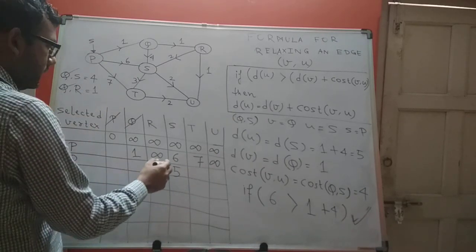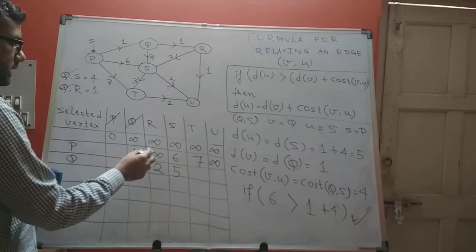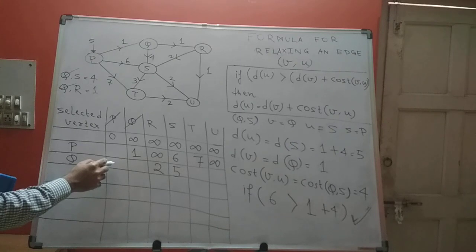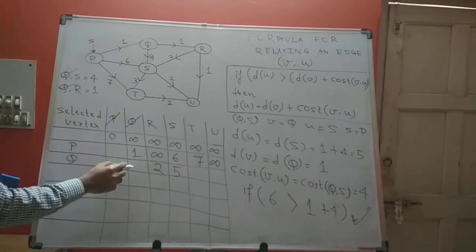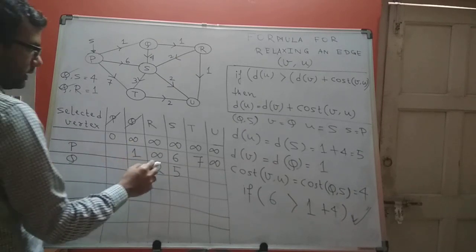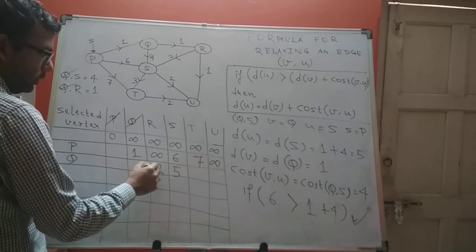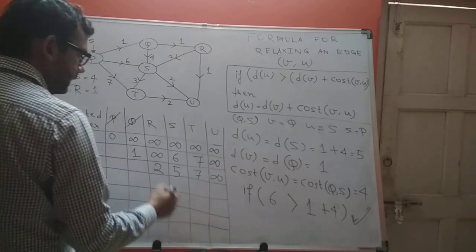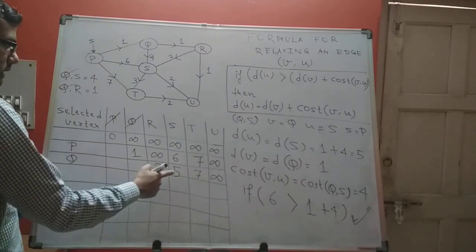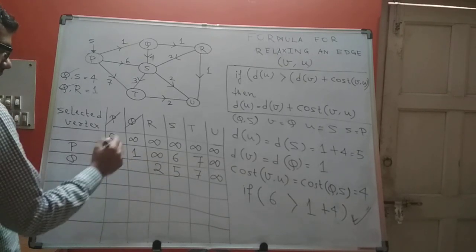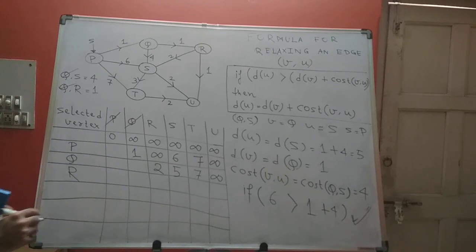Now I'll only write down the cost of the vertices which have not been chosen so far. I've chosen P, so I'll not write down anything against P. I've chosen Q, so I'll leave it blank. Now R and S I've found to be 2 and 5 respectively. T is 7 and U is infinity. Now out of all these 4, which is the vertex having the least distance? It's R, so I'll choose R. R has a value of 2.